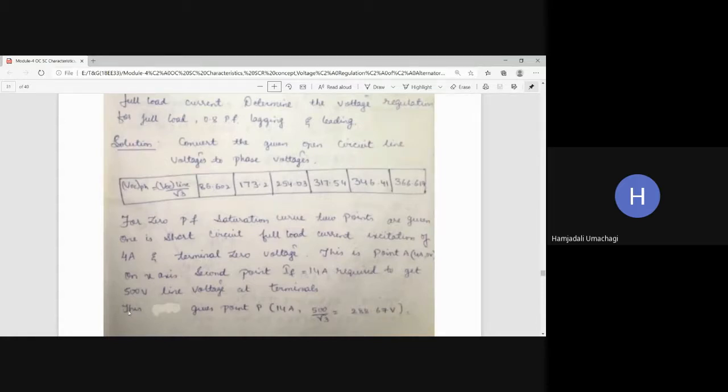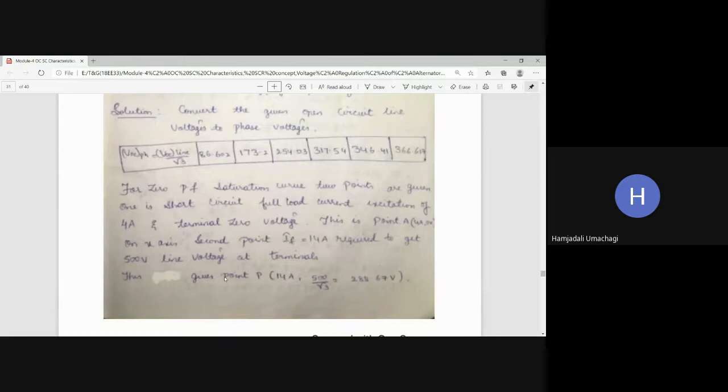Okay, now thus this gives point P. Point P is what? 14 ampere. For the second point, the ordinates are excitation on the x-axis, that is 14 ampere, and y-axis is voltage. Here it is line voltage 500, divide this by root 3. So the second point P has the ordinates 14 ampere comma 500 by root 3, because 500 is line voltage divided by root 3. So 500 by root 3 will be 288.67 volts. So to get the phase voltage of 288.67 volts during the ZPF test, the required excitation is 14 ampere, and this is the second point P.